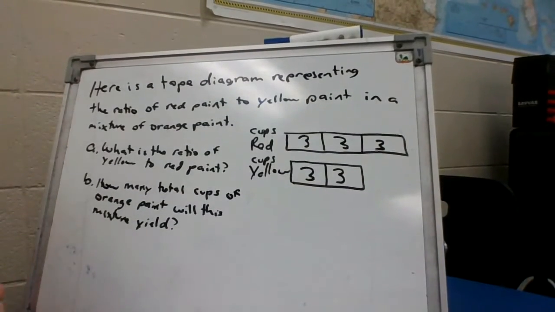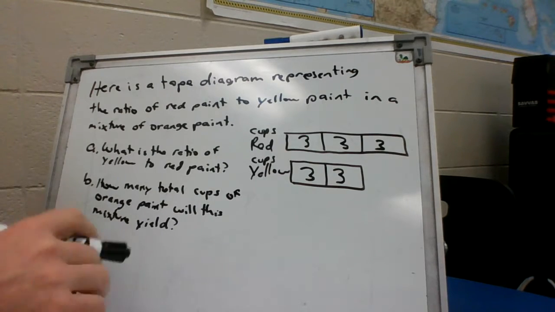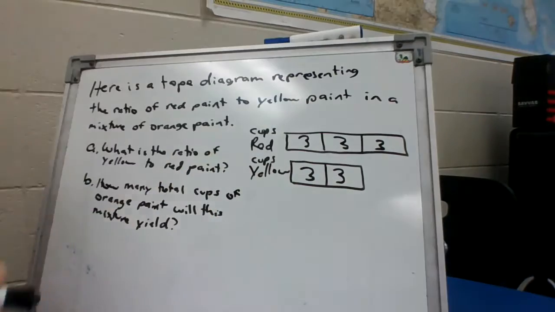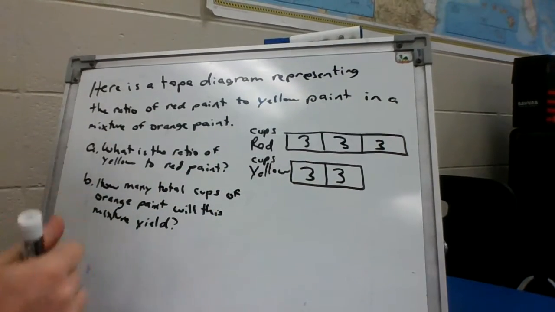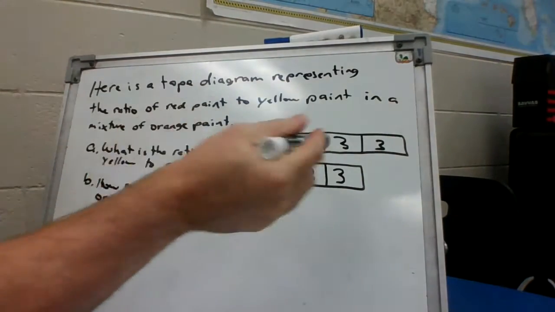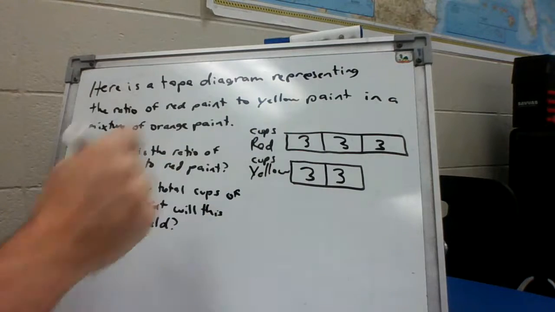Here's a tape diagram representing the ratio of red paint to yellow paint in a mixture of orange paint. So a tape diagram is just like a piece of tape. It's just long, and it may be cut into sections. So when you hear tape diagram, that's kind of what they're talking about. So don't panic on that. All right, so cups of red paint, cups of yellow paint.